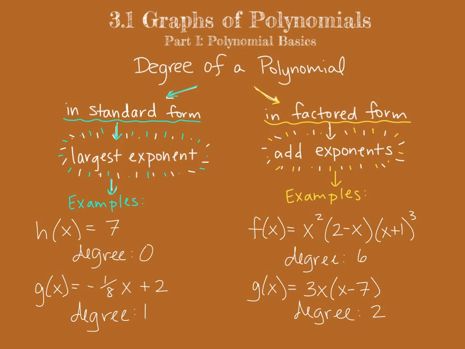So again, I hate saying the degree is always the largest exponent because it does depend on if you're in standard or factored form, but these are really just the 2 ways to find degree. And if you were to multiply your factored form out, it would end up being the largest exponent. So adding them together is just a quick way of doing that without all that multiplication.